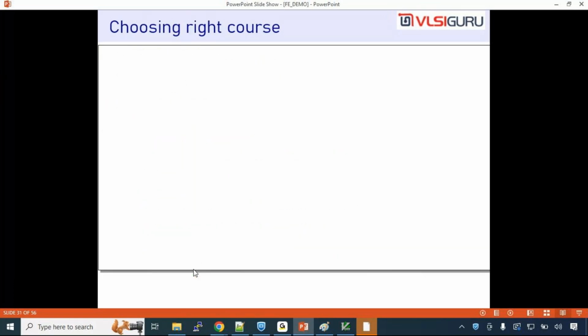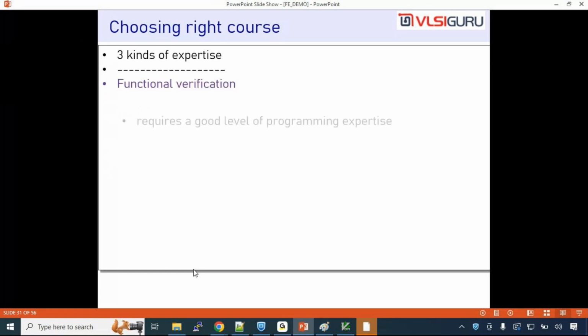Then comes the important point, choosing the right course. With so many courses, how do you choose the right course? First thing I told you is what? You have to ask yourself what kind of expertise you have. Do you like the programming kind of job, or do you like the non-programming kind of job? Accordingly, you can choose.